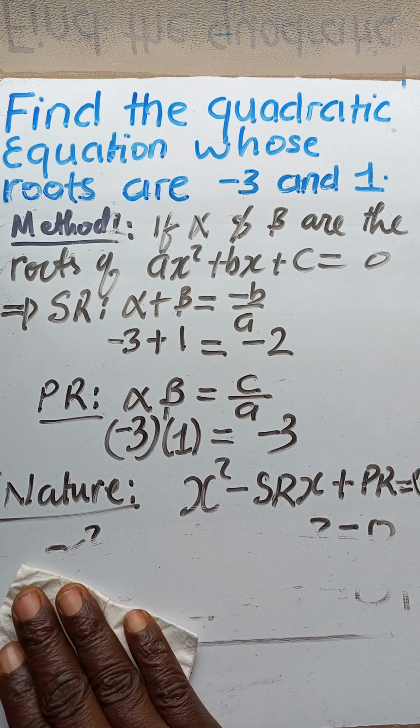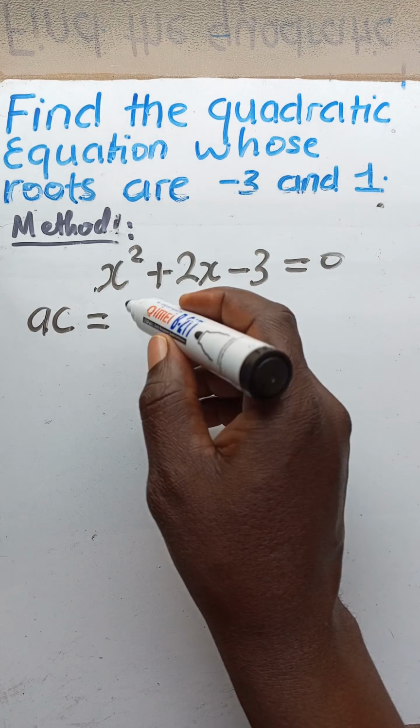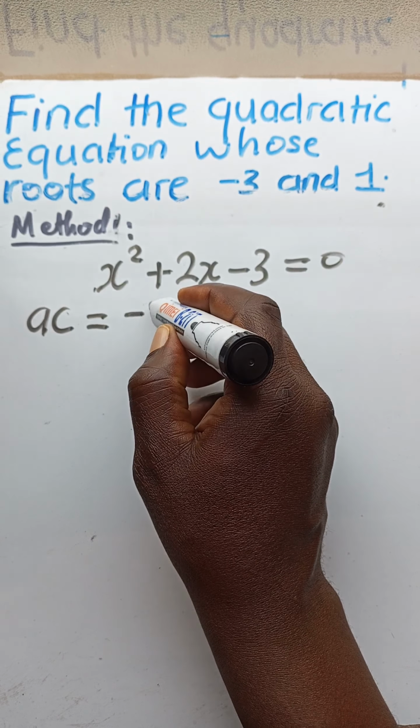So we want to solve this quadratic equation, x squared plus 2x minus 3 equals 0. With the factorization method, we always take the factors of a times c. Our a is 1, our c is negative 3. So 1 multiplied to negative 3 is negative 3. So we get the factors of negative 3. They are plus minus 1, plus minus 3. So we have 4 elements.